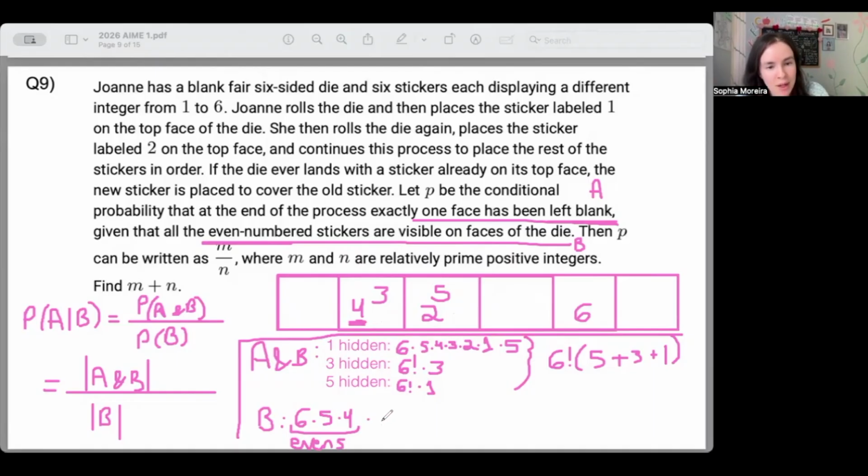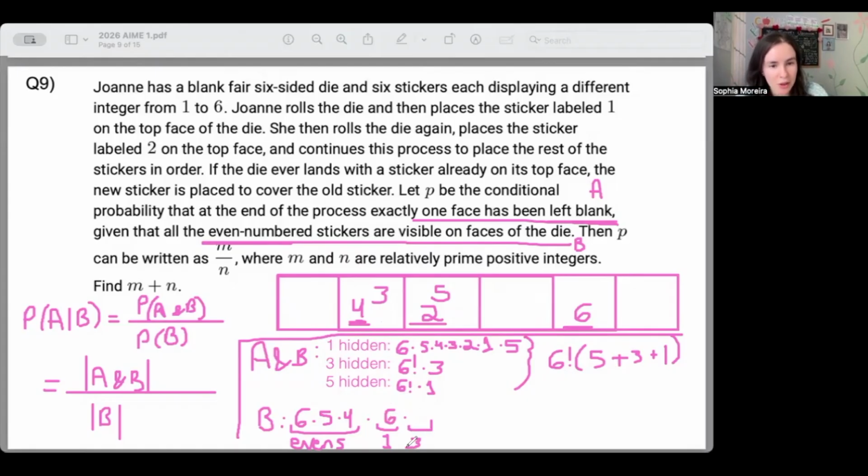Now let's figure out what we can do for the odd numbers. The 1 can go literally anywhere, because even if I put the 1 at the same spot as the 4, the 2, or the 6, it doesn't actually make any difference whatsoever, because the 1 would have been placed first. So 6 choices for the 1.